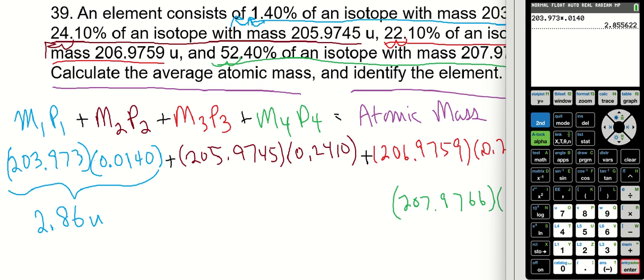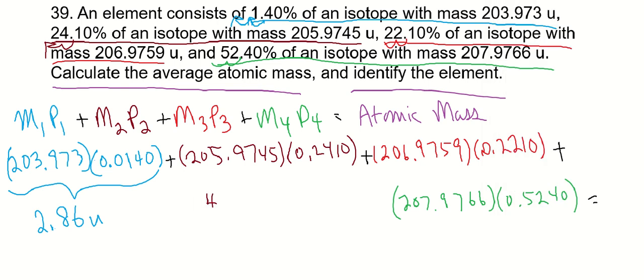All right, so don't clear your screen. 205.9745 times 0.2410. I'm adding that 0 because it shows me my sig figs, but you don't have to do that. I recommend you do it though. So 4 sig figs times 7 sig figs, your answer can only have 4. So it's going to be 49.64. All right, that's the second isotope.